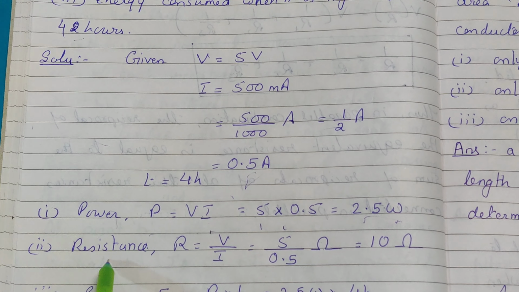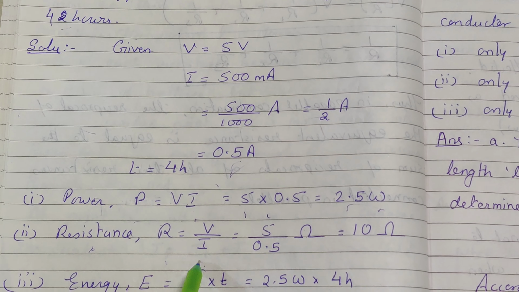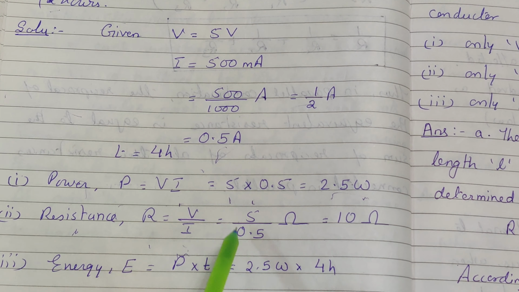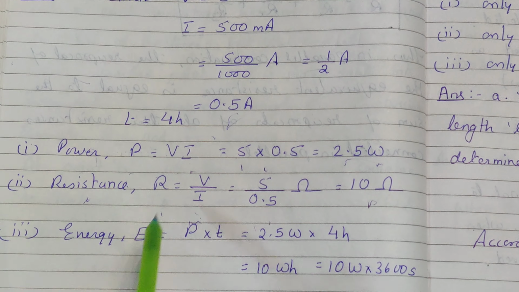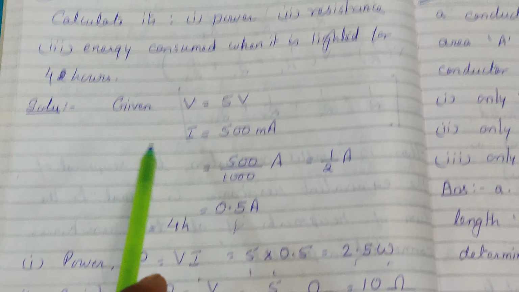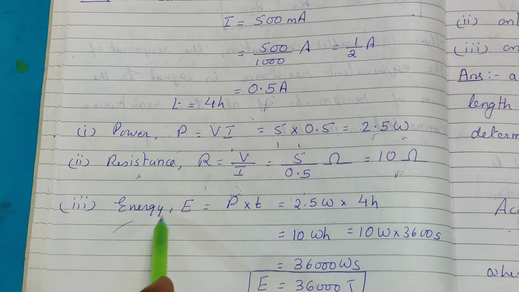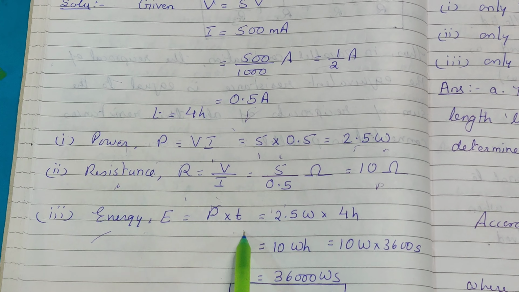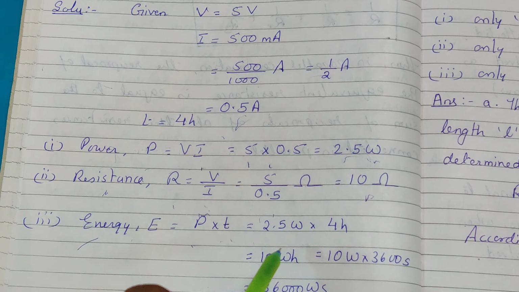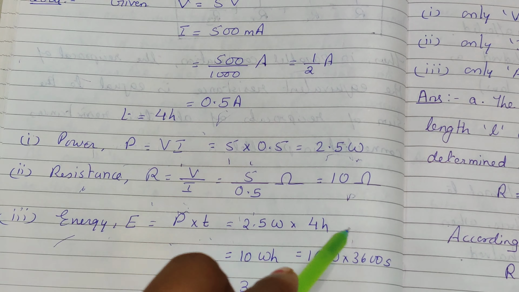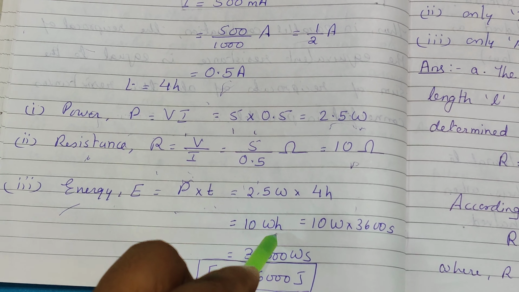Next we have to find the resistance. Resistance R equals V upon I, Ohm's law. So 5 upon 0.5, which equals 10 ohms. And the third part is energy consumed. E equals P into T. What is P? We found in the first part 2.5 watts, and time is 4 hours. So when we multiply this, we will get 10 watt hour.